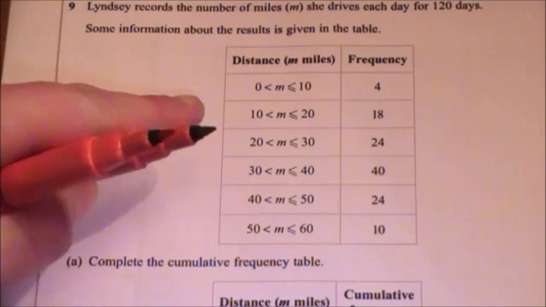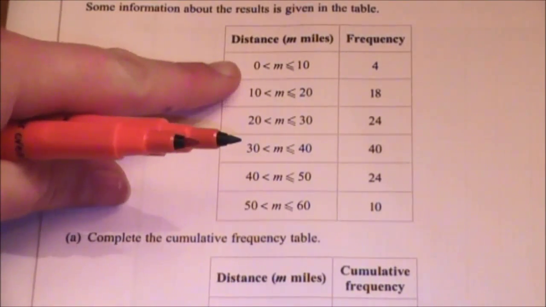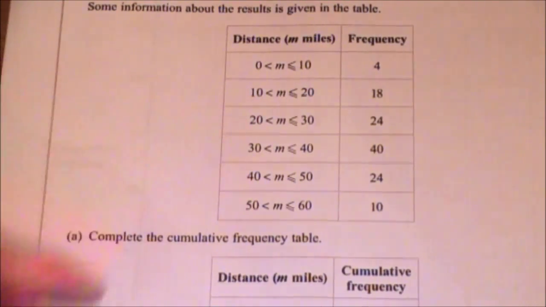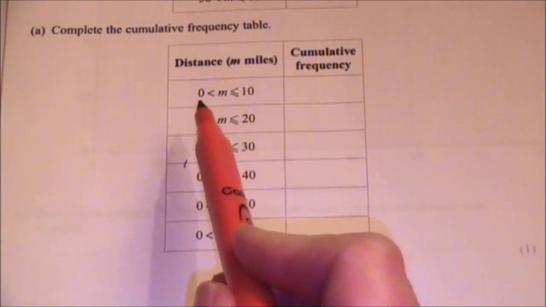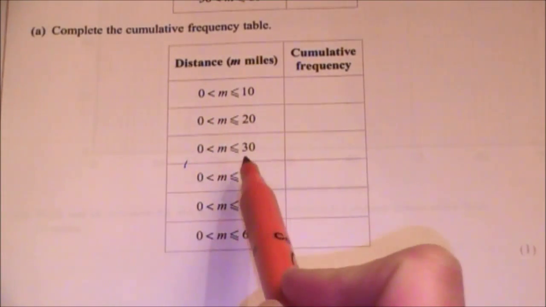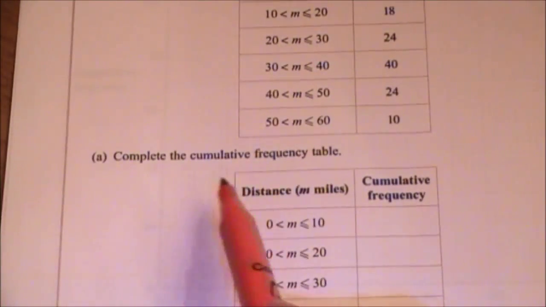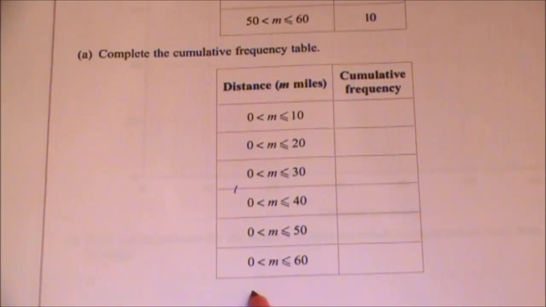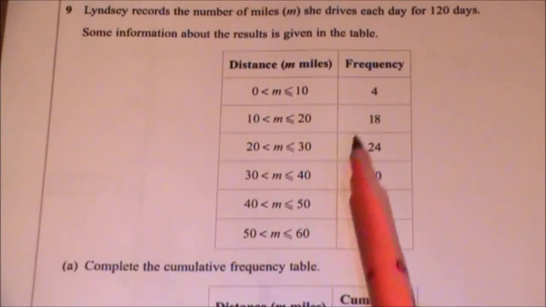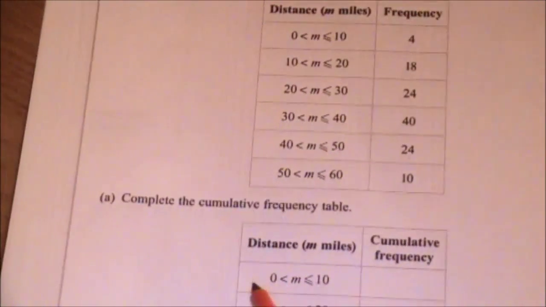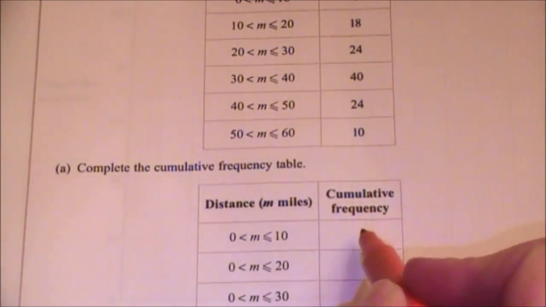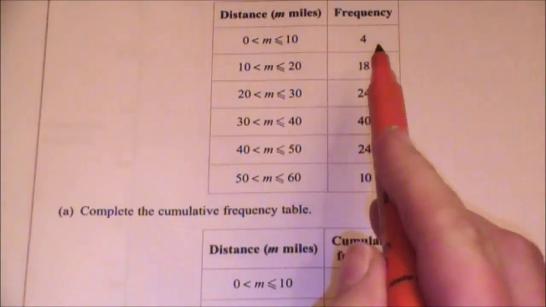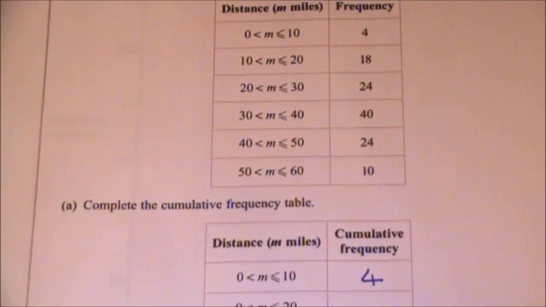Here the first thing you'll notice is that the top table goes from 0 to 10, 10 to 20, 20 to 30. This bottom table goes from 0 to 10, 0 to 20, 0 to 30. Cumulative frequency is illustrated by the fact that you always go from 0, because you're always collecting as you go along. So 0 to 10, 0 to 10. That's the same 4 days that we were looking at above.